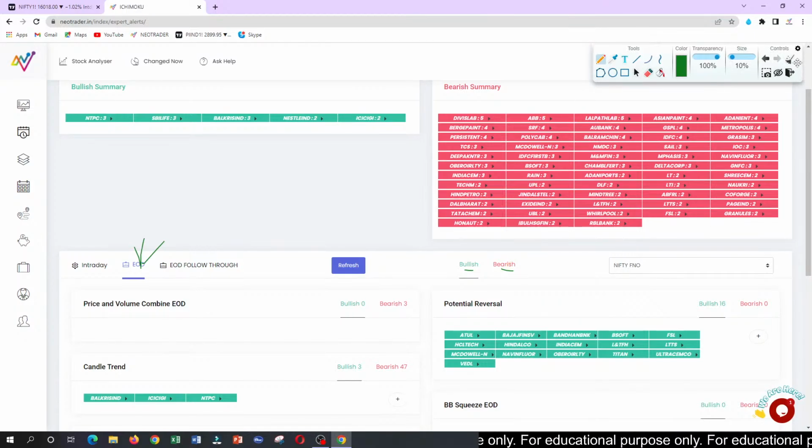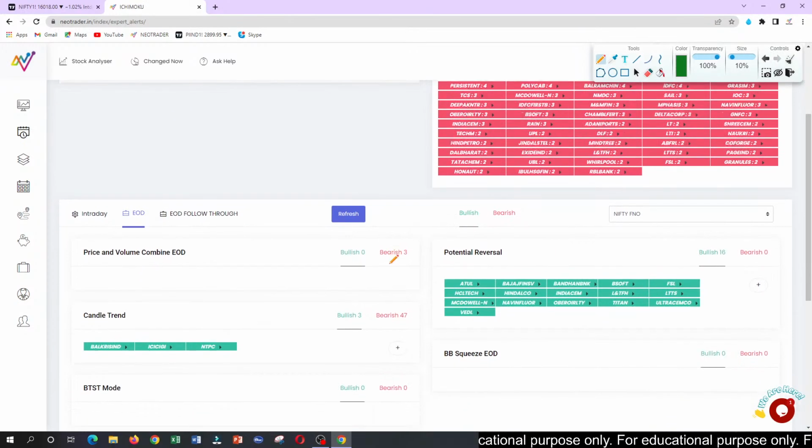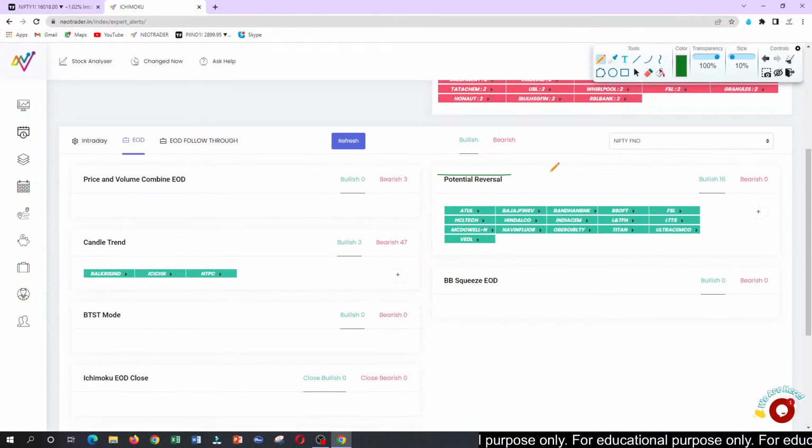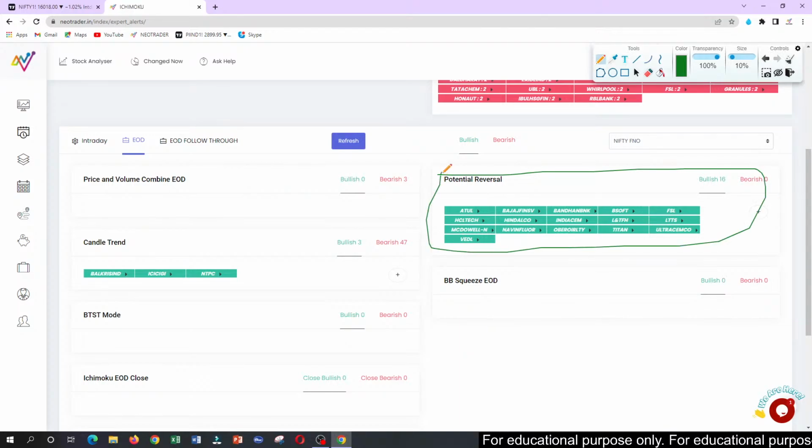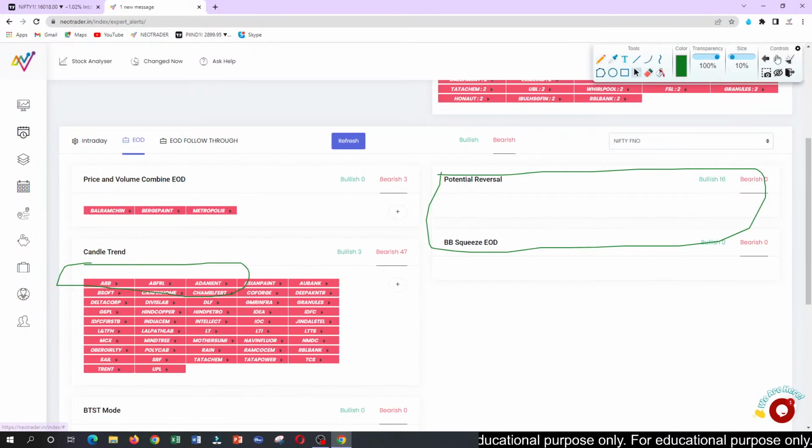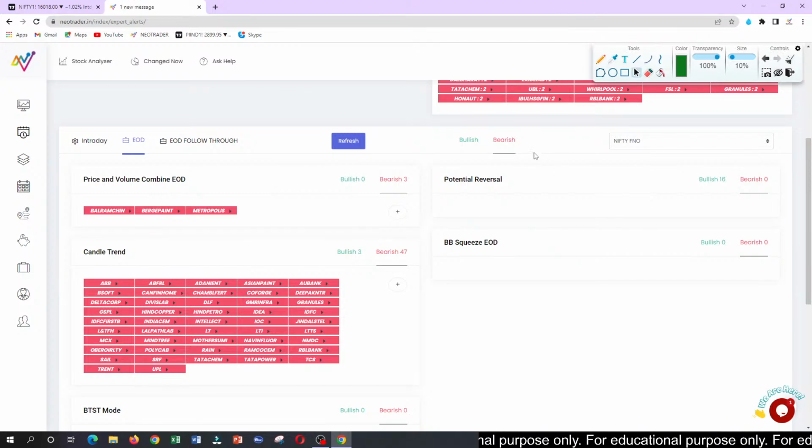So let me see the bullish one first, right? You can see here that you have all of these stocks here. All of these stocks are having a chance to go up tomorrow, right? All of them, right? And if I go here and make it bearish, you will see that all of these stocks are having a chance to go down tomorrow, right?